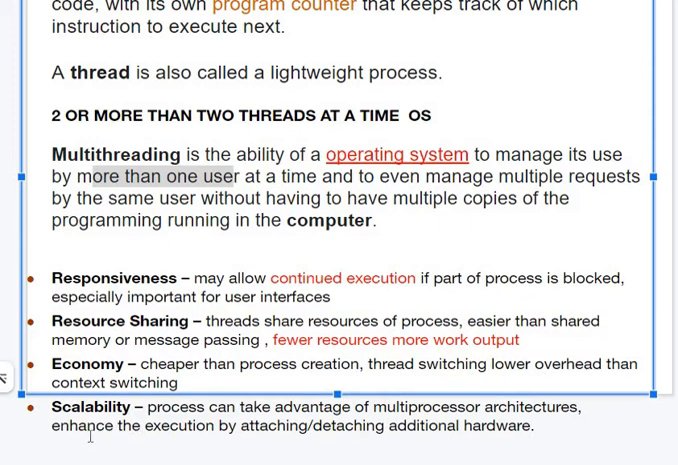Now, what are the benefits of having multiple threads? The first benefit is responsiveness. Responsiveness means continuously interactive. If any process has difficulty in continuing execution, because of responsiveness it can attend to that problem and solve it.